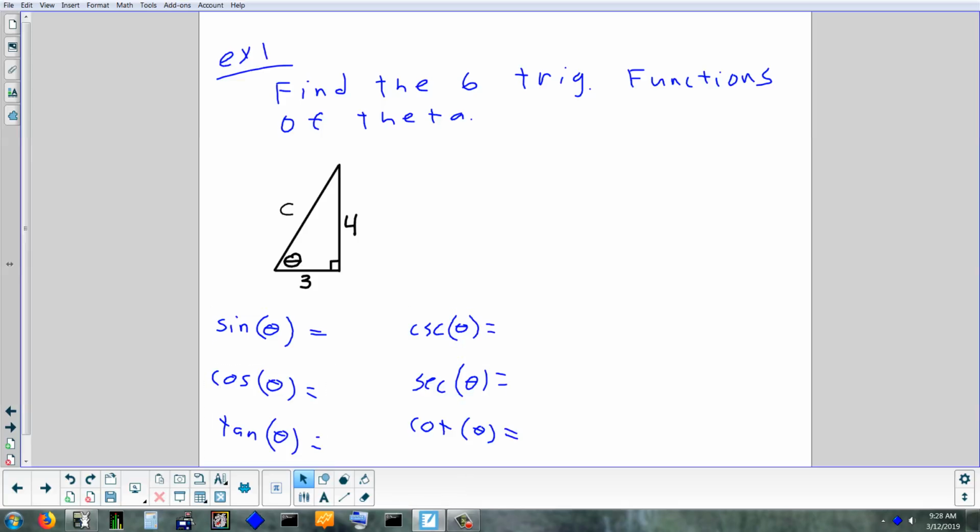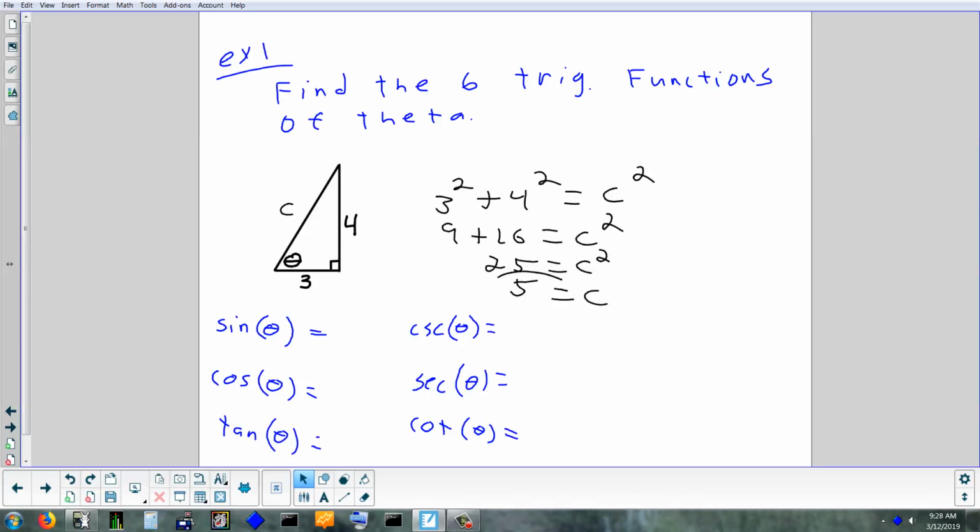Yeah. So if we just call that C, can you set up the Pythagorean Theorem for me, Connor, with those numbers and letters? That'd be 3 squared plus 4 squared equals C squared. Yeah. 3 squared is 9. 4 squared is 16. 9 plus 16 gives me 25. So C is 5. Now you've got all the sides that you need. Right? I'll do the sine with you, and then I'll have you guys try the other 5.